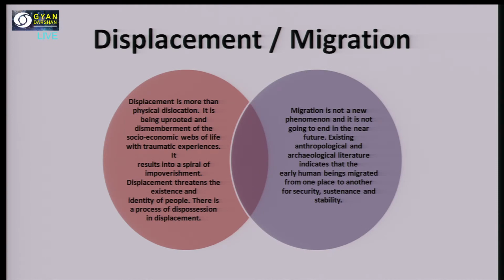Secondly, let us look at what migration is, on the slide that I have presented. Migration is not a new phenomenon, and it is not going to end in the near future either. Existing anthropological and archaeological literature indicates that early human beings migrated from one place to another for security, sustenance, and stability. So we can see that there is a vast difference between displacement and migration.